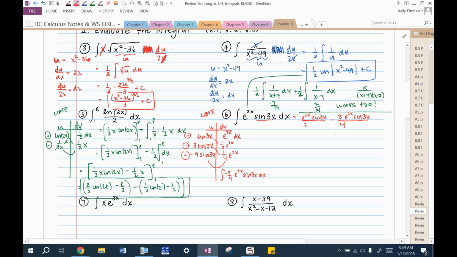And then the last piece, I'm kind of out of room here, so I'm going to write it down here. Minus 9/4 times the integral of e to the 2x sine of 3x. So the reason that on these we stop when we get to a sine 3x is because this integrand is the same as this integrand. And so we can go ahead and add 9/4 times this integral over to the left side. So 1 plus 9/4 is 13/4 times the integral of e to the 2x sine 3x dx equals everything I have left over here.